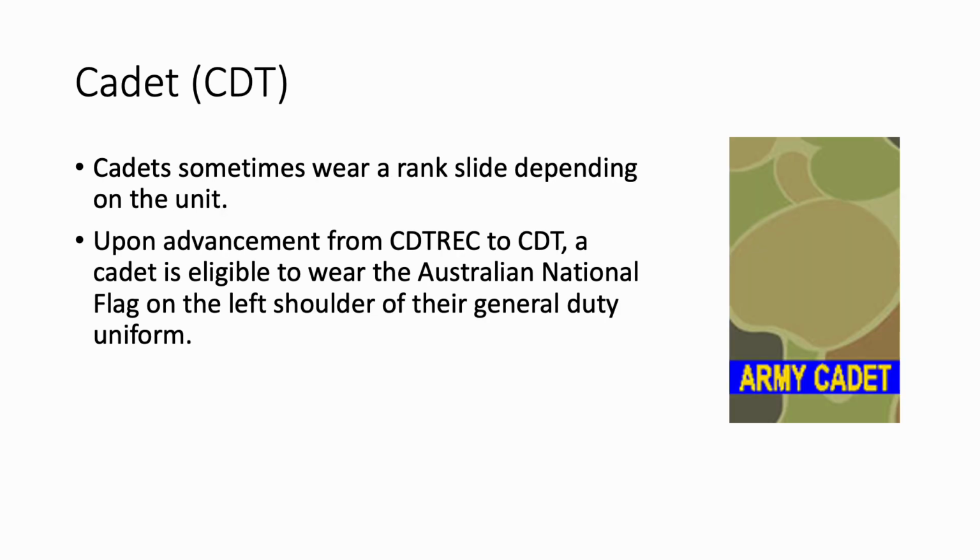Next is the rank of cadet. This rank does have a rank slide. Cadets sometimes wear a rank slide depending on the unit. If they are, it's going to be a blank rank slide, just like this one here. Upon advancement from cadet recruit to cadet, cadet is now eligible to wear the Australian national flag or ANF on their left shoulder of their general duties uniform.